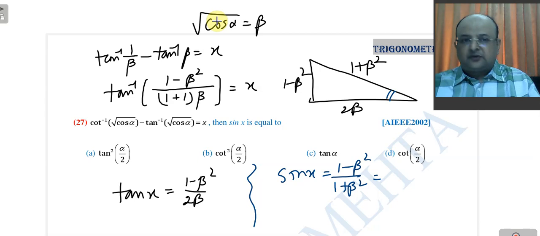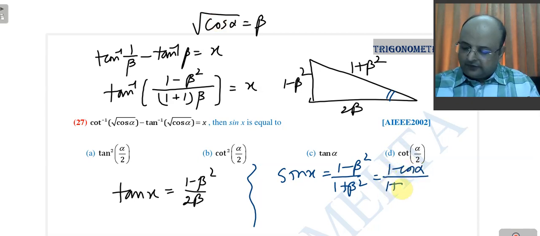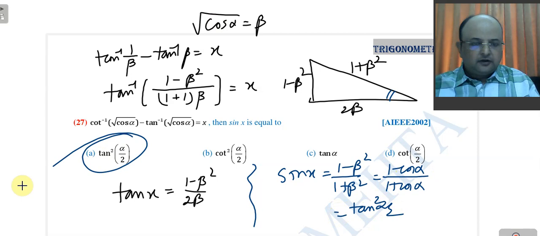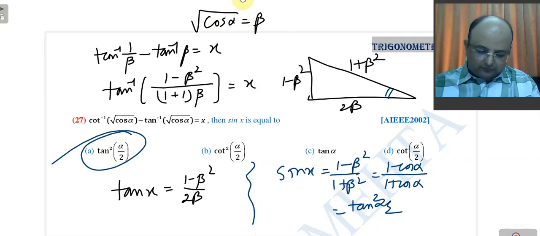How difficult it would have been for you if we had dealt with root cos alpha. Now 1 minus cos alpha upon 1 plus cos alpha, that is tan square alpha by 2. Can you observe that? Yes, it is here. Very first option. So that was 27.